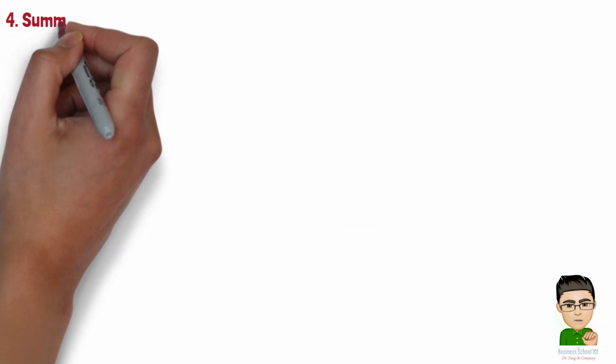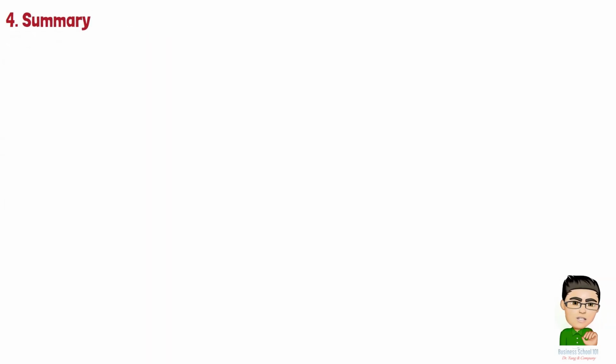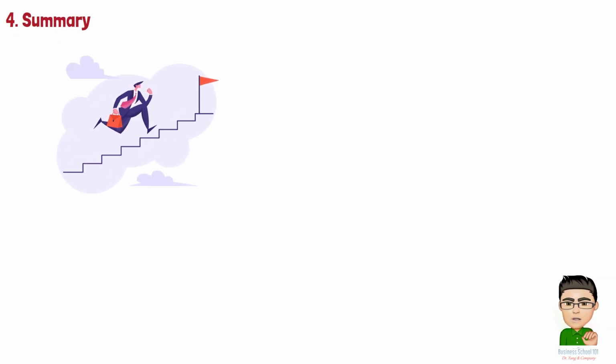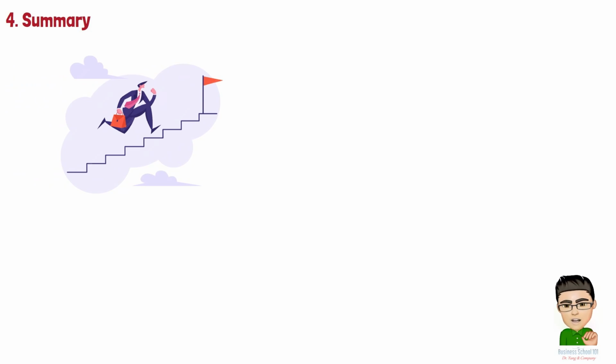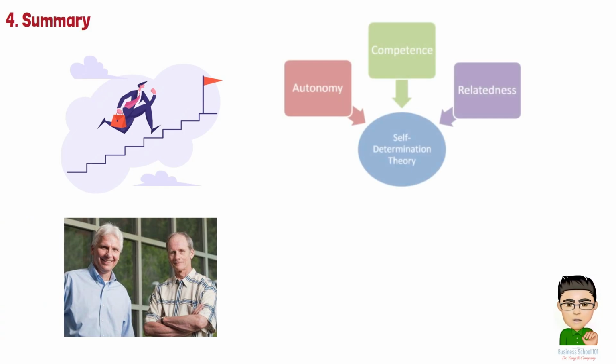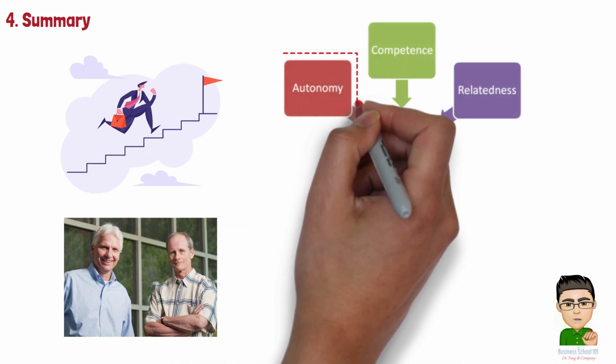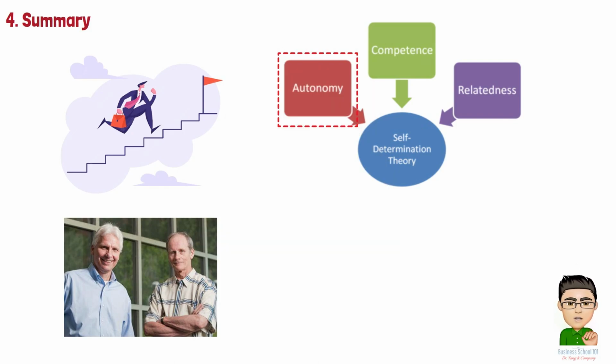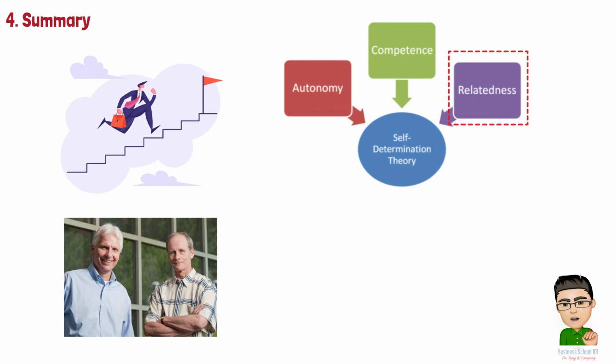Section 4. Summary. The self-determination theory is a psychological framework that focuses on human motivation and the factors that drive behavior. Developed by Deci and Ryan, it posits that people have 3 fundamental psychological needs: autonomy, the desire for choice and control; competence, the desire for effectiveness and mastery; and relatedness, the desire for social connection and belonging. When these needs are satisfied, individuals are more intrinsically motivated, leading to greater well-being and personal growth.